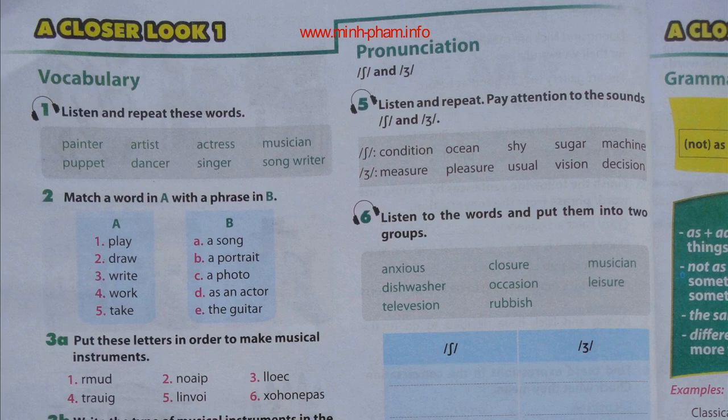Unit 4. Page 40. A closer look 1. Activity 1. Listen and repeat these words. Painter, artist, actress, musician, puppet, dancer, singer, songwriter.